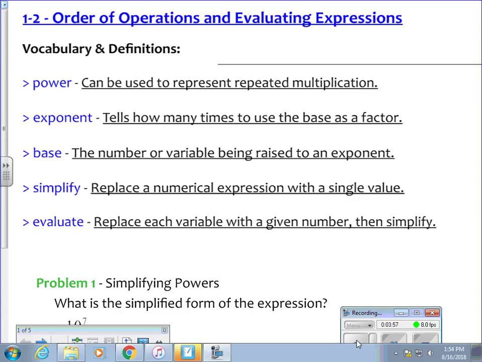Another reason why I don't like PEMDAS is I get kids who say, no, it has to be this one, then the other. No, it's not. Multiplication and division. Addition and subtraction. Okay? So we have to be clear about that when you're doing these.